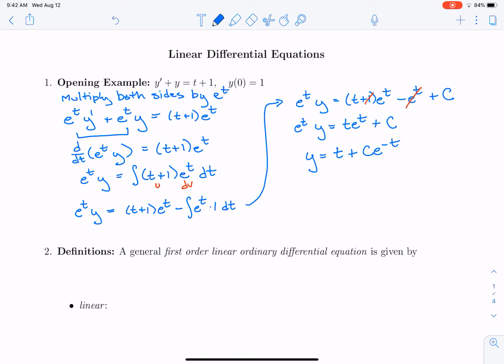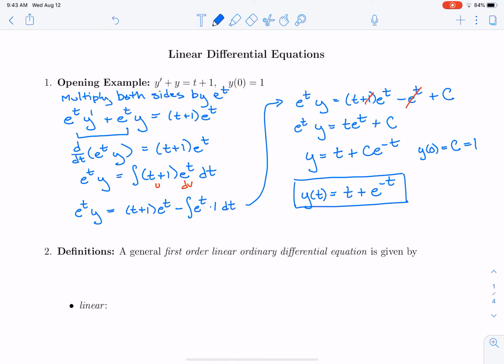Now I want to match the initial condition, so I want to point out that y of 0 is equal to, in this case, c, but y of 0 is also supposed to equal 1. So that tells me that y of t in this case is equal to t plus e to the minus t. Now, I encourage you to take this solution and substitute it back into the differential equation and check to see that that's actually the correct answer.